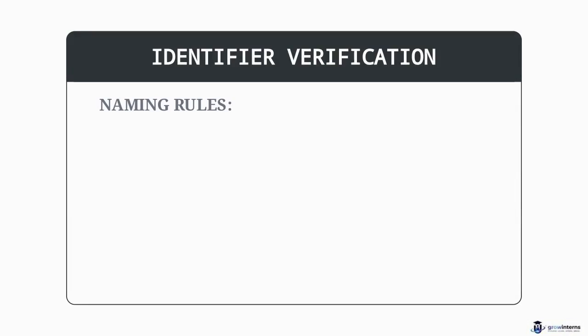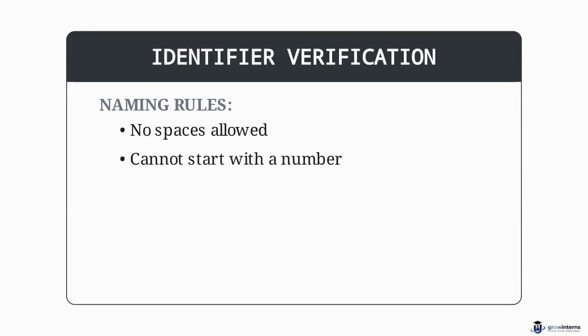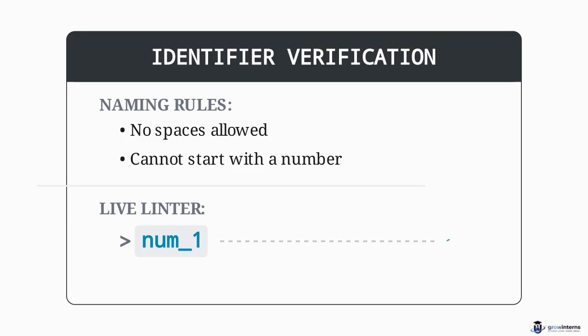Naming these variables comes with its own set of rigid rules. You cannot use spaces. You cannot start a variable name with a number. As you can see on this checklist, num_1 passes verification, while first_num fails immediately.